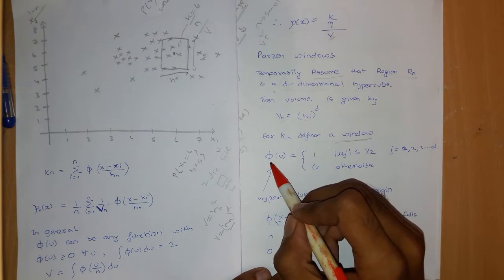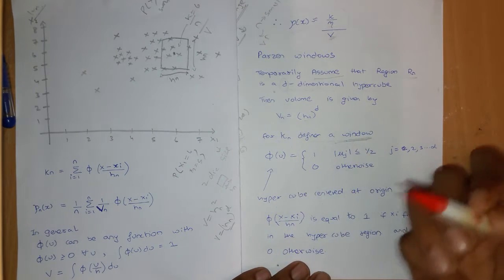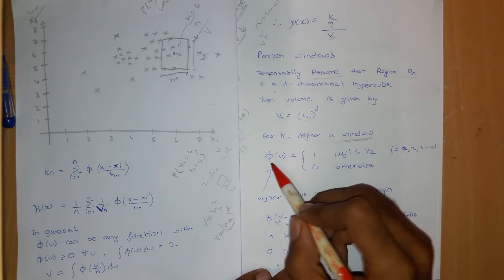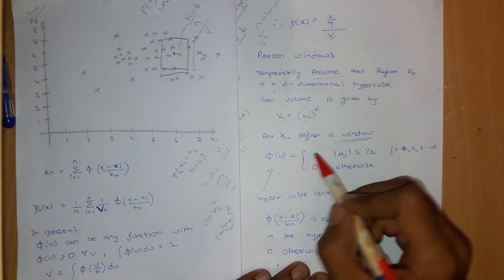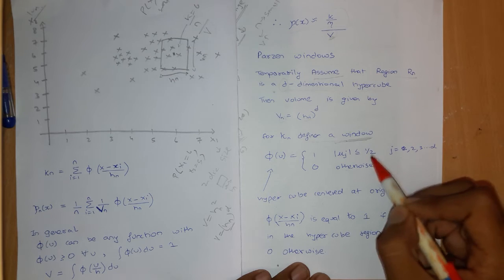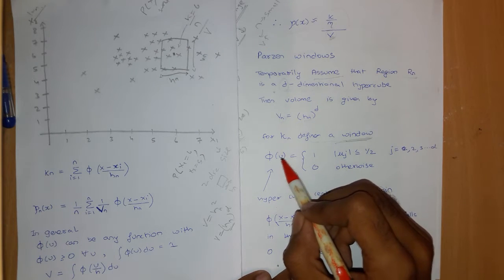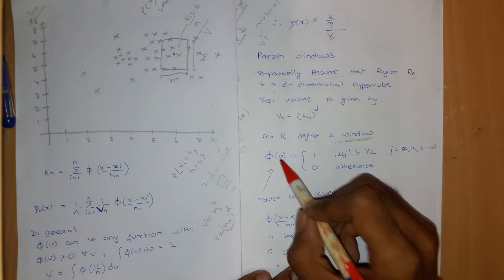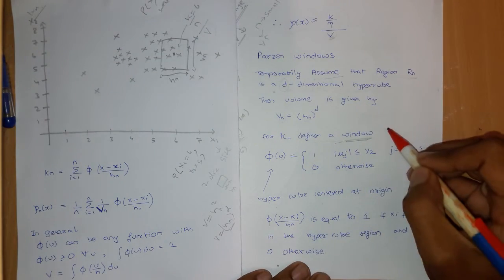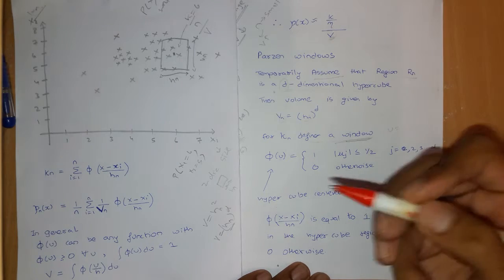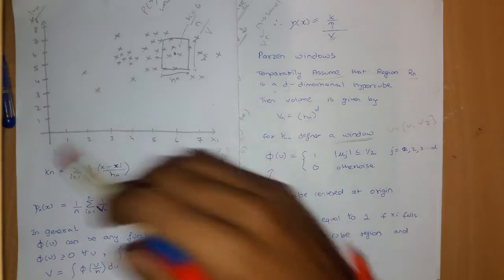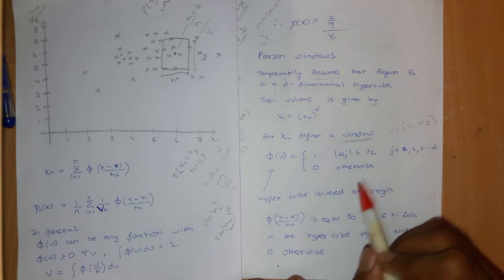So now we'll define a window mathematically. There is this phi(u) that I'm going to define. It is a window. It is 1 when the magnitude of u is less than half. Also please understand that this u is a vector. Suppose there is a 2-dimensional space, then this u will have two components, u1 and u2, for feature 1 and feature 2. And it is 0 otherwise.